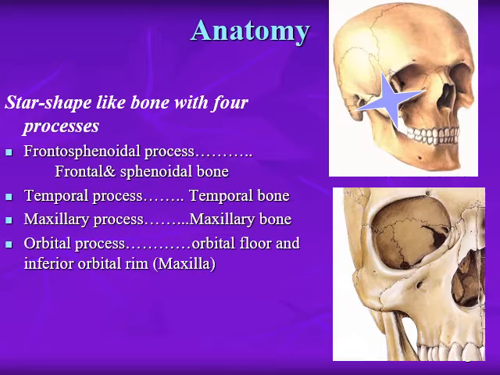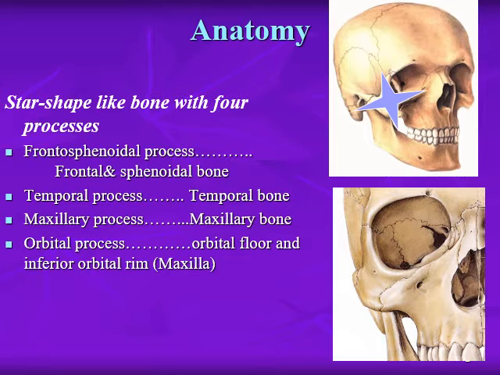We will start with physiological anatomy. The zygomatic bone forms the prominent part of the cheek, so we call it the cheek bone or malar bone. It is diamond shape or star shape, quadrangular in shape, and has four processes. The first process is the fronto-sphenoidal process that articulates with the frontal bone and the sphenoidal bone.